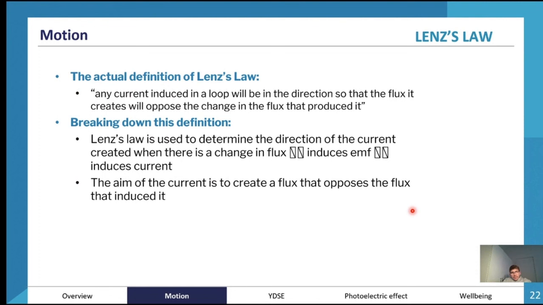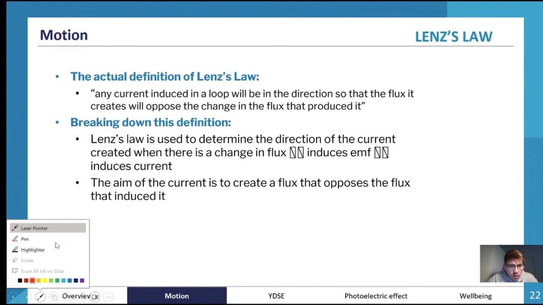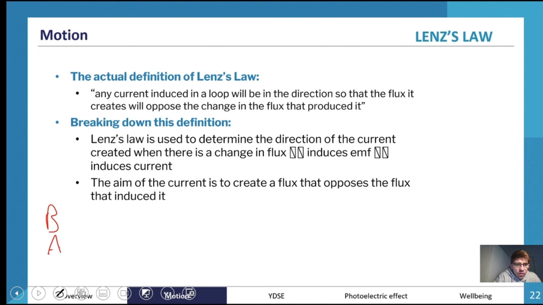Now let's talk about Lenz's law for a bit. With Lenz's law, it's a very interesting situation. We usually concentrate on the Baco method. That's what I call it. Baco, B-A-C-O: what's happening before, after, what the change is, and the opposite change that will be induced.